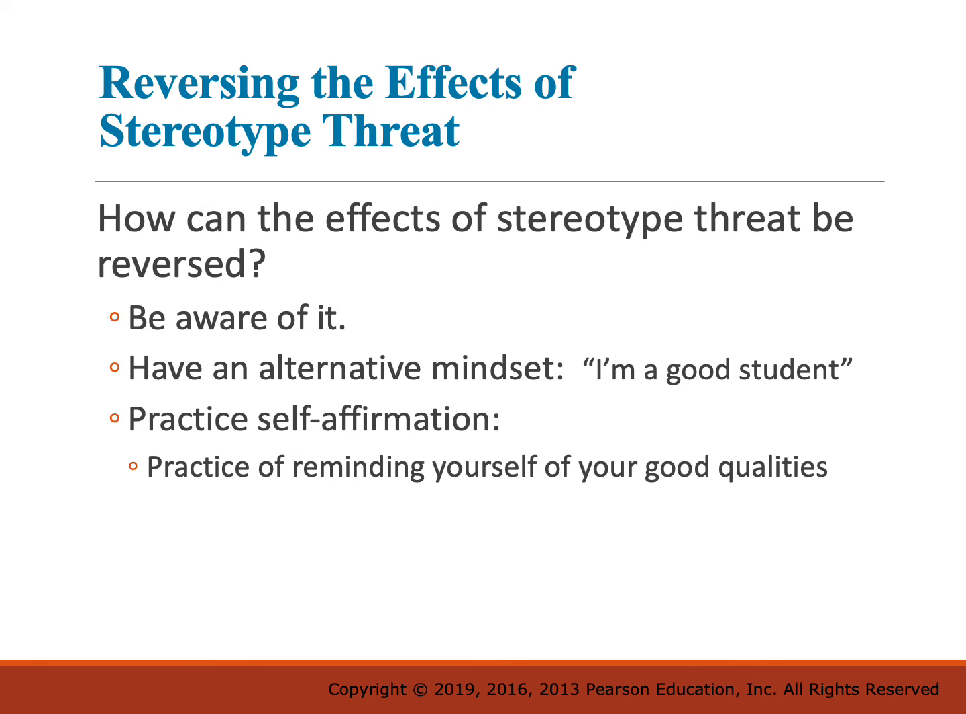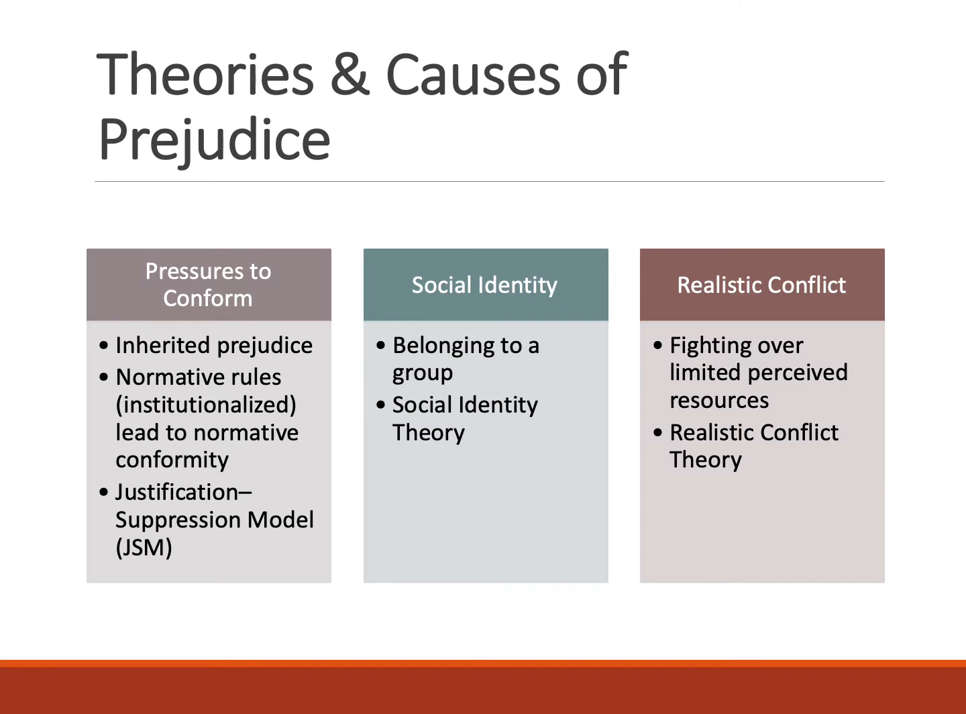So why does prejudice occur? Well, there's a number of different theories about why prejudice occurs, and we're gonna talk about three of them. One of them is the notion that there are pressures to conform to prejudice. The second is social identity theory. And the third is realistic conflict theory. So we're going to talk about each of those in turn, okay?